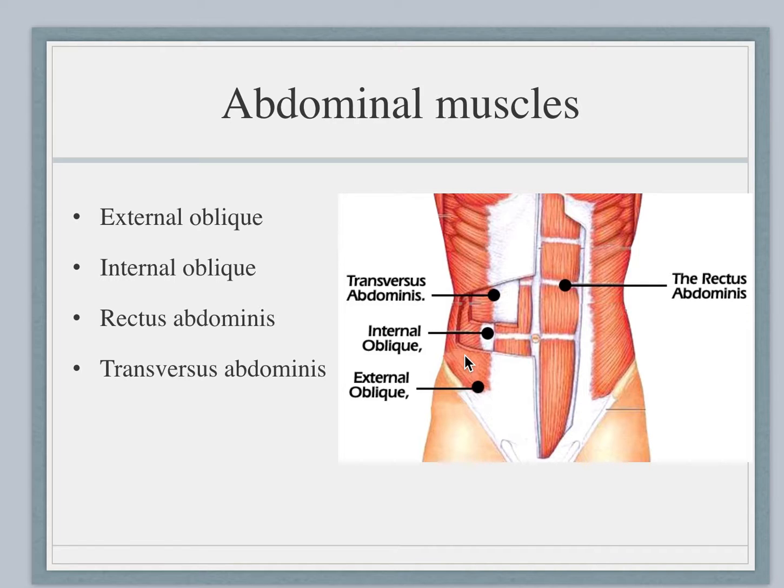Compare that to the internal oblique, which is the next layer. These fibers run at different angles, 90 degrees different between the external oblique and the internal oblique. And then the deepest layer is the transverse abdominis, which runs transverse, left to right. That's on the side. And in the middle, there's the rectus abdominis muscle. That's what gives you the six-pack. And that completes the 4 abdominal muscles.